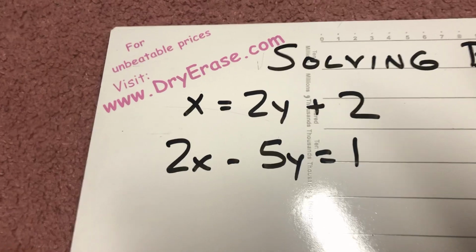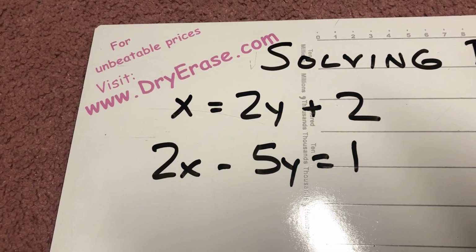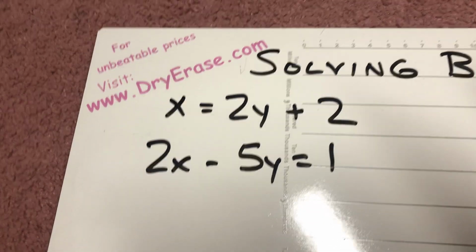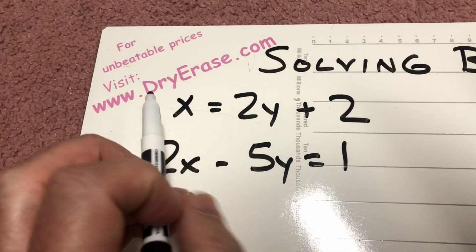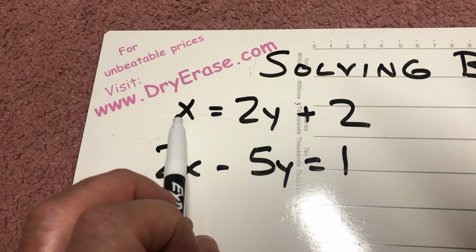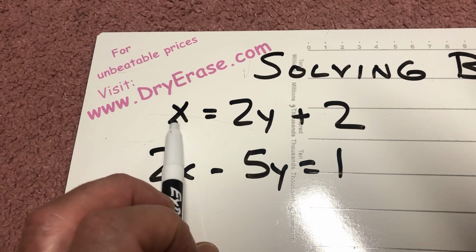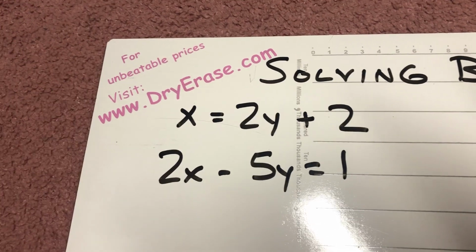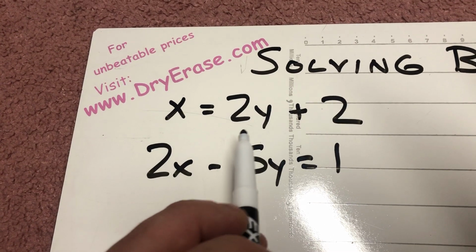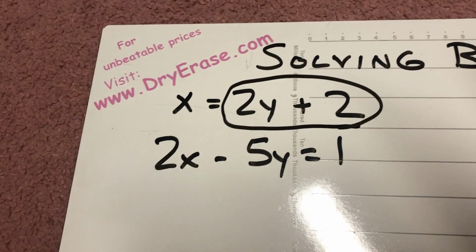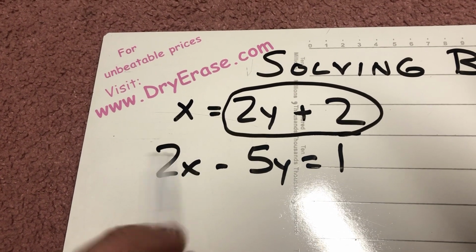Now in this one here, you can see that it says x equals 2y plus 2, 2x minus 5y equals 1. You see that in this equation, x is already isolated for you. You have to solve for either x or y, and here x is already solved for you. So what I'm going to do is take this value of 2y plus 2 for x, and stick it into this equation.